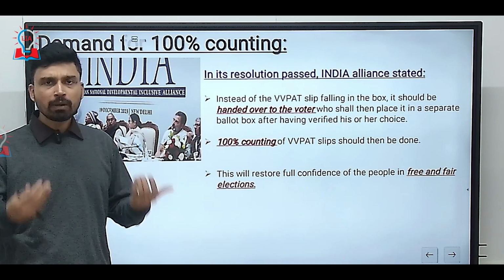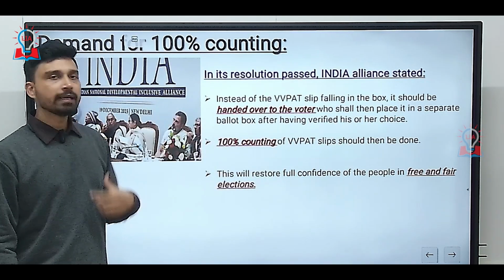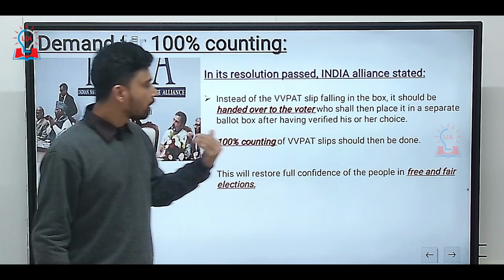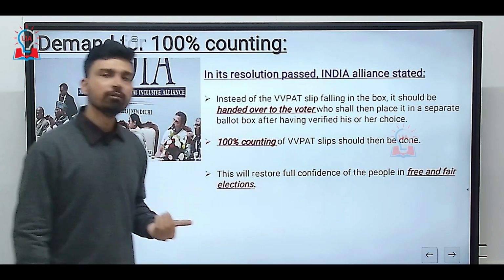Second, it has also demanded that 100% counting of VVPAT slips should be done. And third, it has said that by doing so, the full confidence of the people in the free and fair election system of the country will be restored.